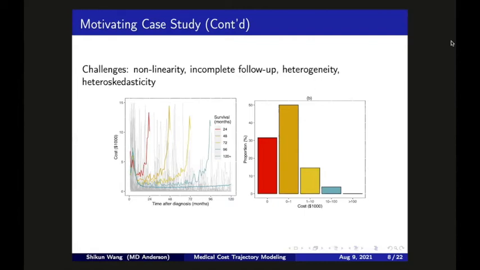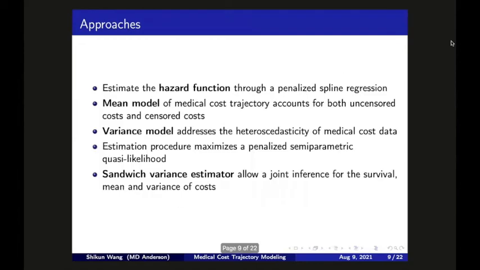Both plots demonstrate that the cost data are skewed to the right and have a substantial proportion of patients with zero monthly costs. The idea of our approach is to first estimate the hazard function through a penalized spline regression. Then we specify the mean model of medical cost trajectory to account for both uncensored and censored costs. The variance model addresses the heteroscedasticity of medical cost data. The estimation procedure maximizes a penalized semi-parametric quasi-likelihood. The sandwich estimator allows a joint inference for the survival, mean, and variance of costs.